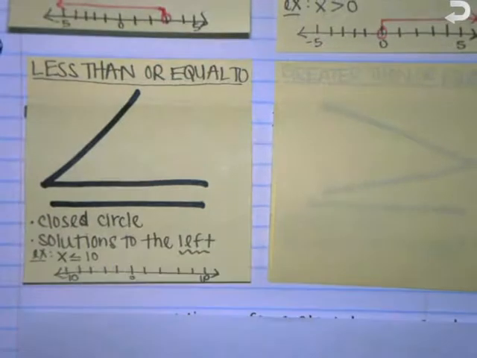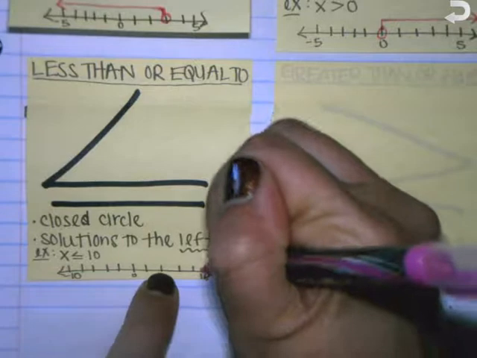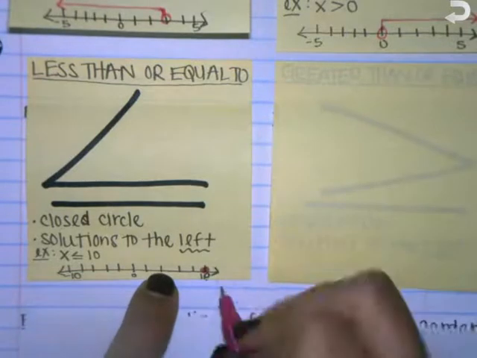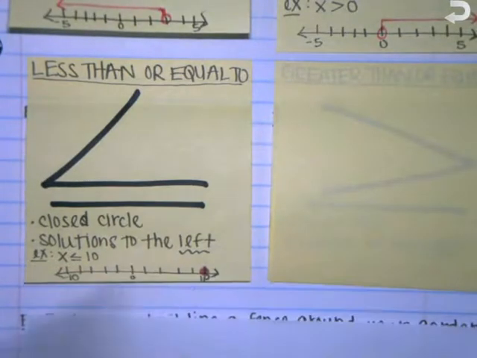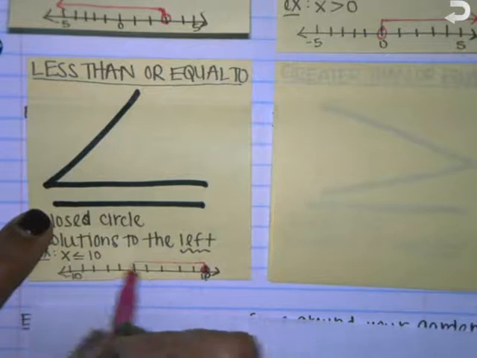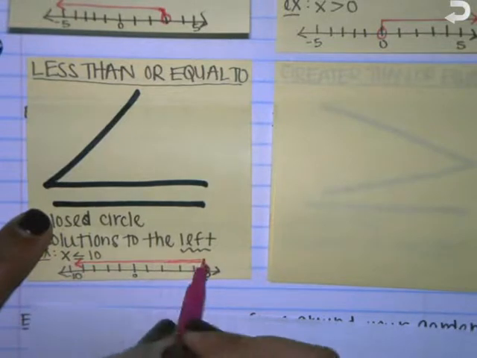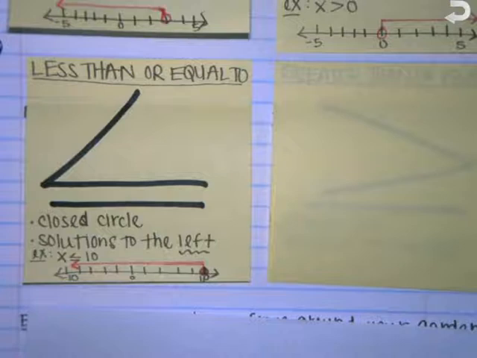So on this one, 10 is my endpoint, so I get to use a closed dot because the solution could also be equal to 10. So the closed dot means that I can use 10 as a solution. But then all the rest of my solutions are to the left. Okay? So the closed dot means you can use the endpoint, so it includes the endpoint, and then all the other solutions are to the left.